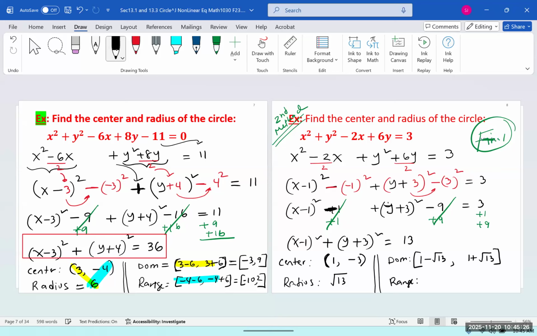And the range? Negative 3 minus radical 13 and negative 3 plus radical 13. Good job. Any question on this? No.